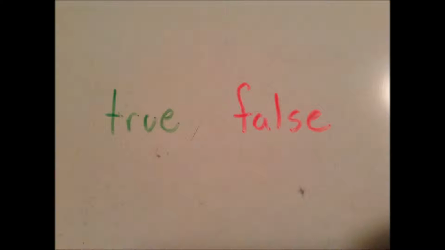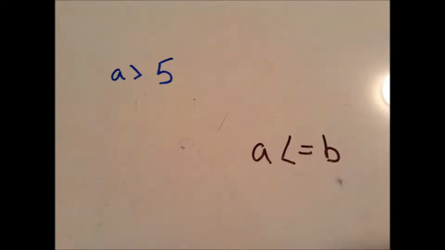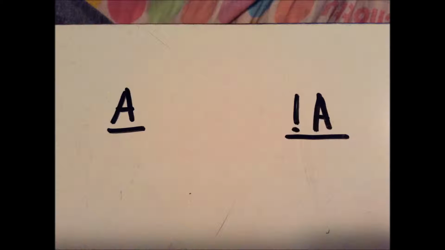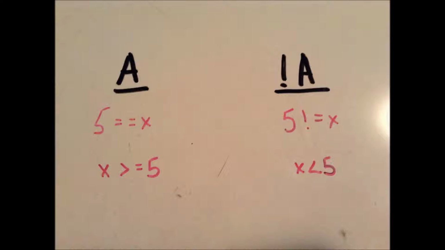For example, A is greater than 5, or A is less than or equal to B. To negate a Boolean assertion means to write the opposite of a given Boolean assertion. For example, given the following Boolean assertion noted as A, the corresponding negated statements result from supplying the not operator to A. Notice the negations of Boolean assertions can be used to rewrite code.